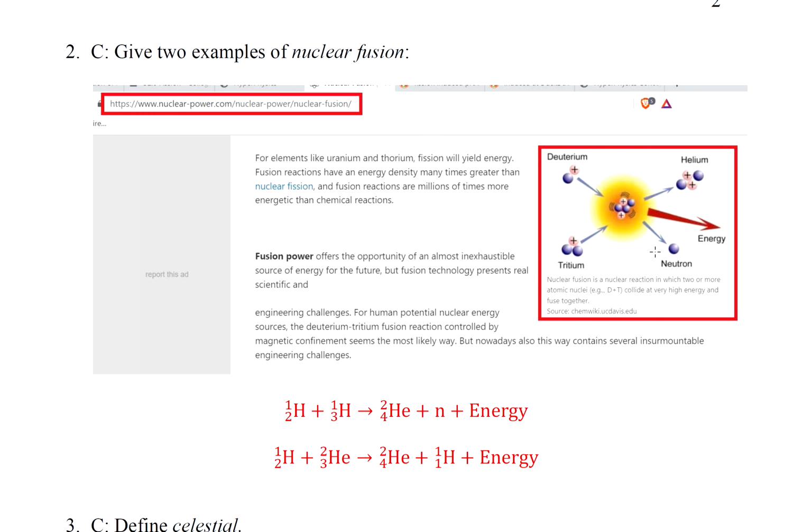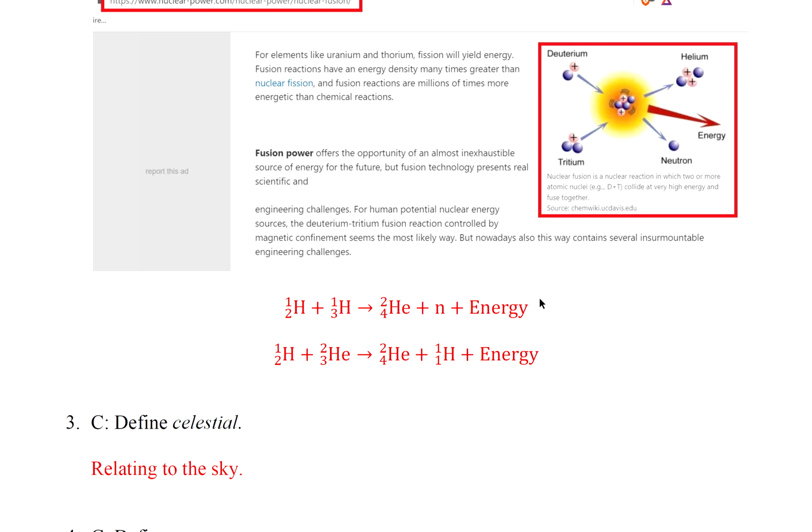Question 2. Give 2 examples of nuclear fusion. From this website, I was able to get these 2 examples here in red. Hydrogen plus hydrogen becomes helium plus a neutron plus energy. And you see, this is not hydrogen, this is deuterium plus tritium.